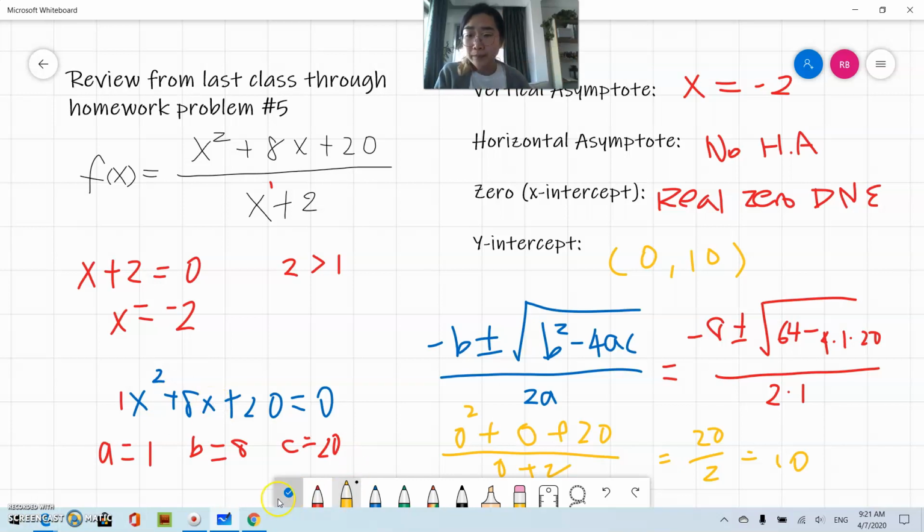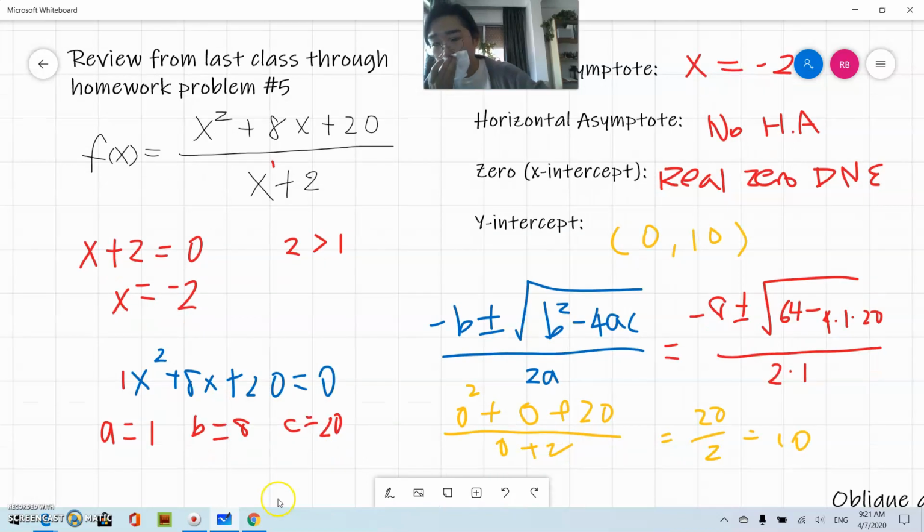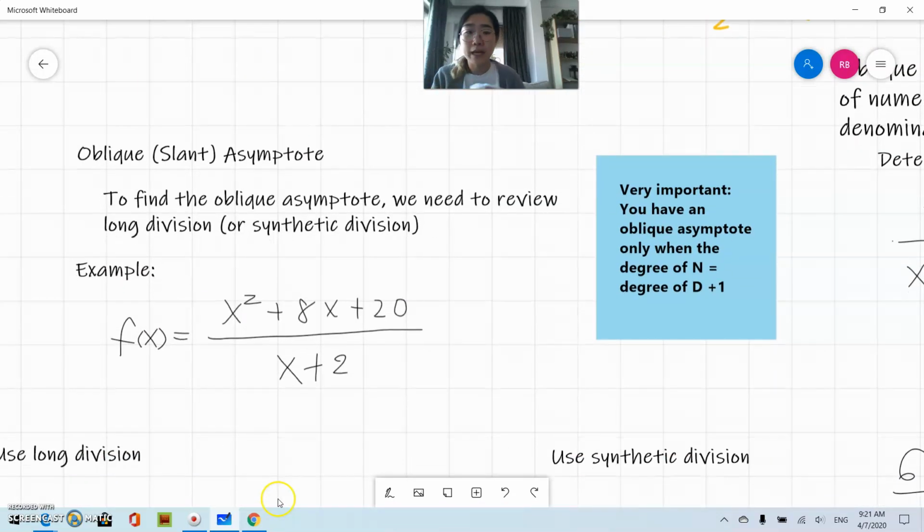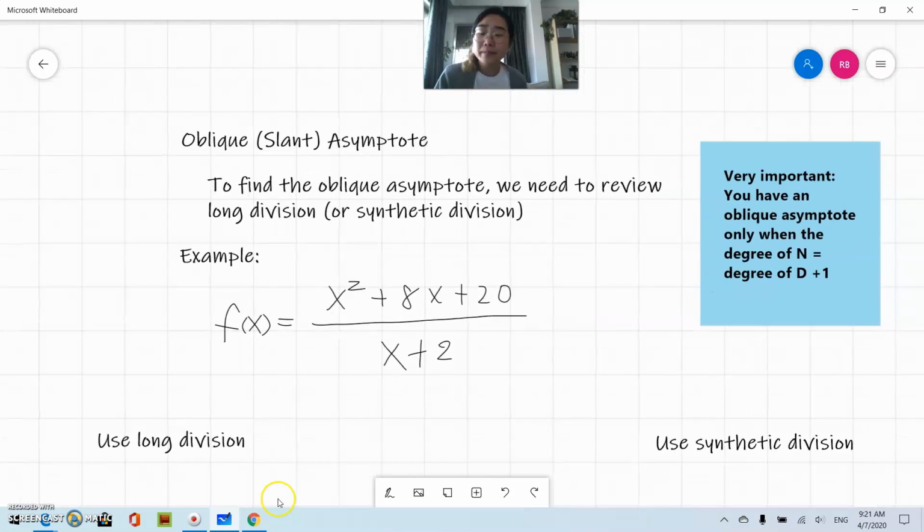So that's a review, and let's look at today's lesson. Today's lesson involves oblique asymptote. Oblique asymptote has a very special condition.